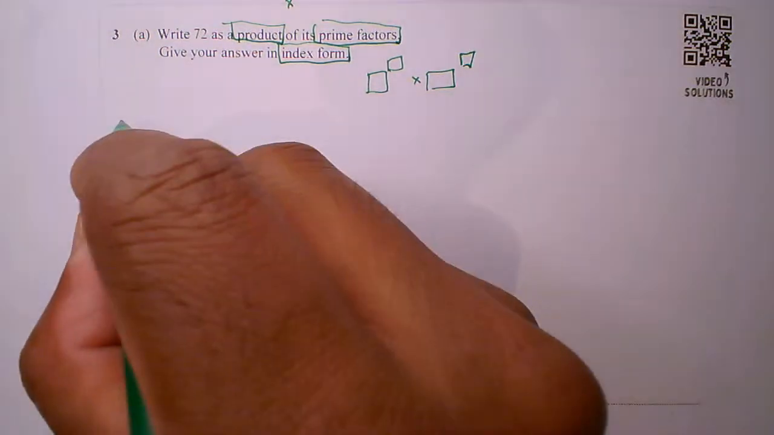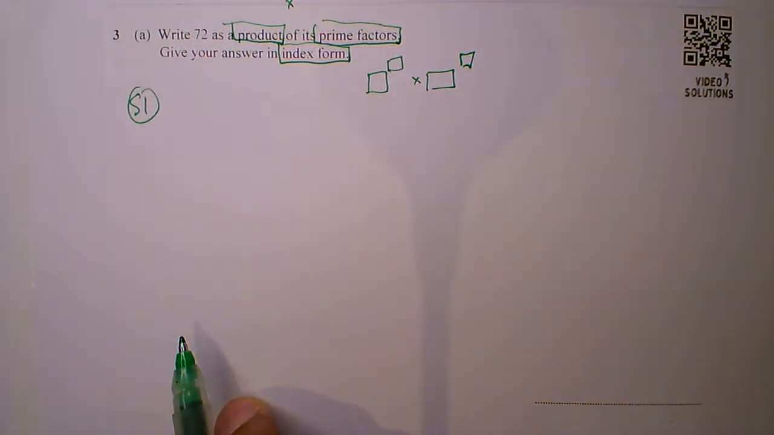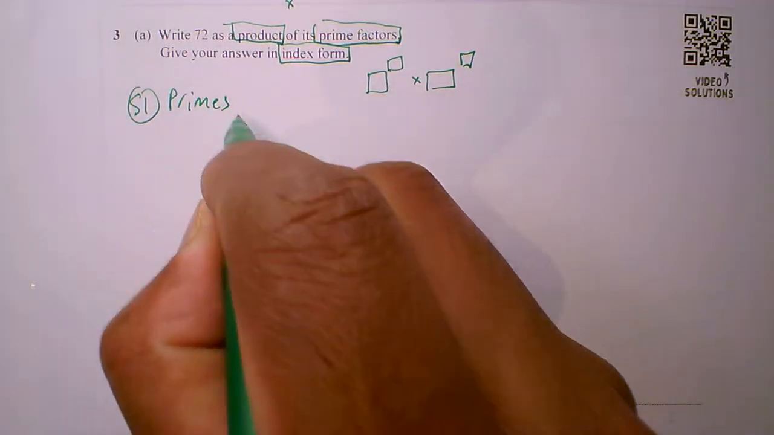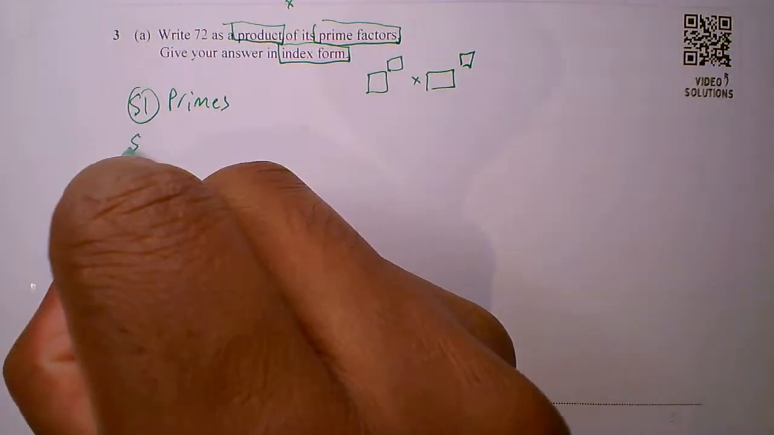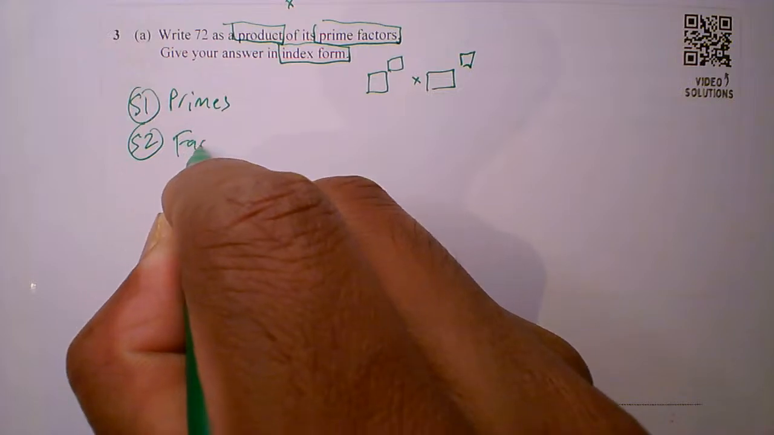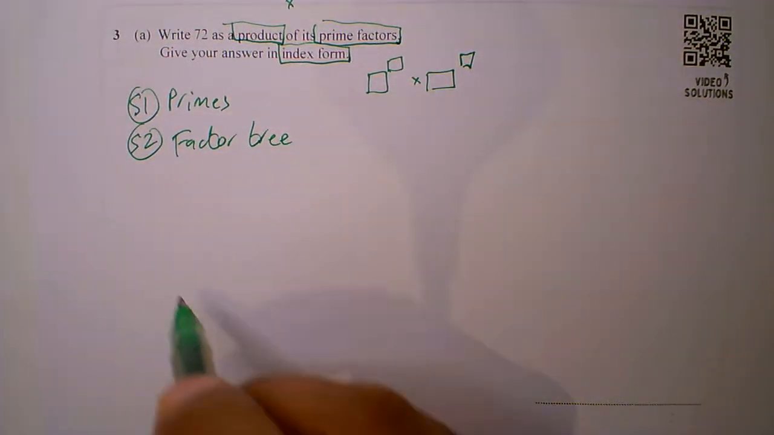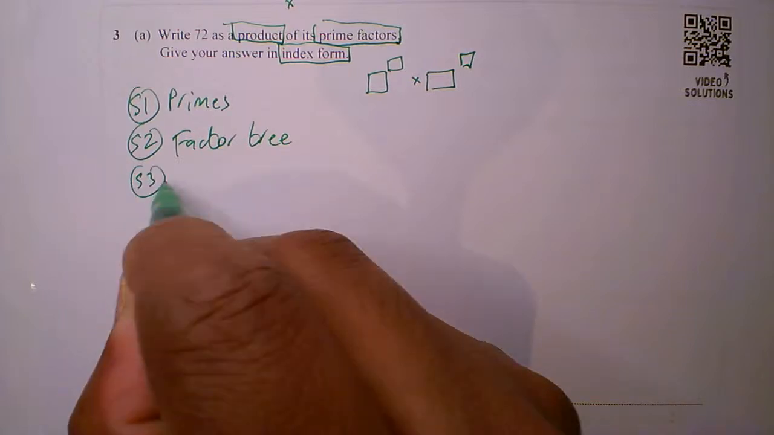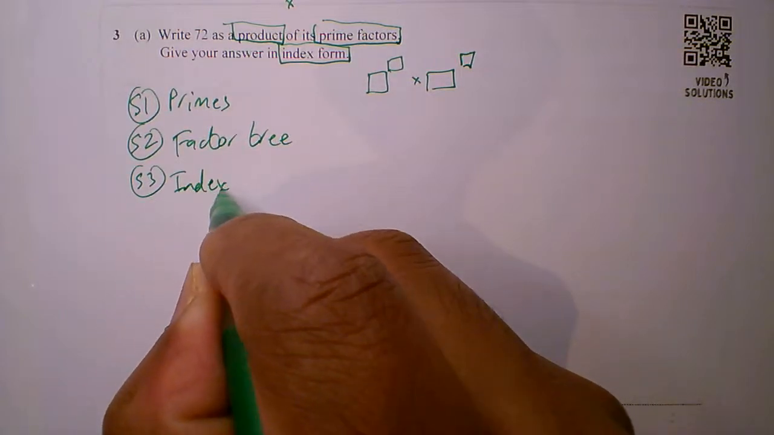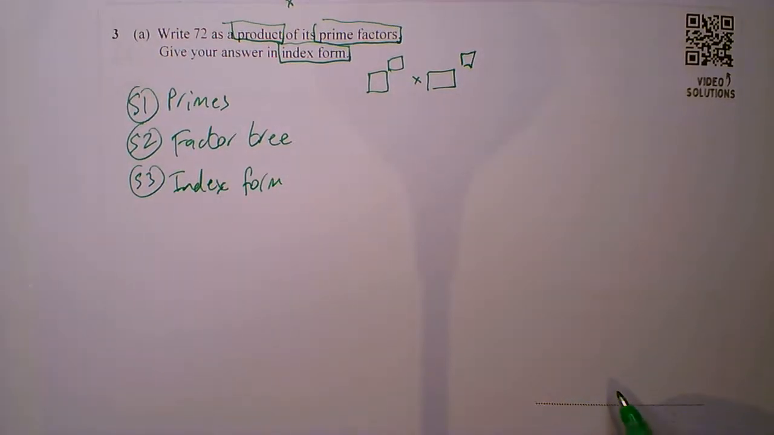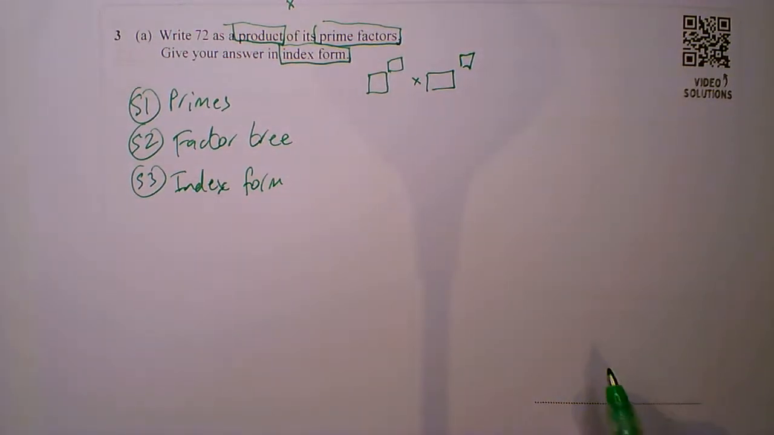So that's what that question means. So how do I work this out? Step 1 is I need to know my prime numbers. After I do that, step 2 is I draw my factor tree. And then step 3 is I put it into index form. Now you can use other methods. This is the method I'm choosing, so that is possible. So do whichever one you are confident in and comfortable with.